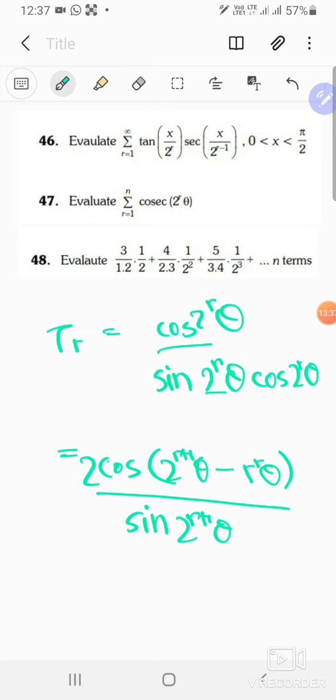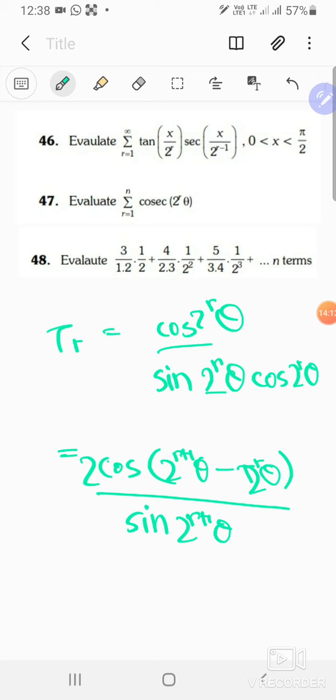But wait, no, that's not nice. Like 2 power r plus 1 theta, no, that won't do it. So why is it not working? It's taking a lot of time. Okay, you want to have 1, but oh, come on, how do we do it? So 2 power r plus 1 theta minus r theta, I mean 2 power r theta. Okay, cool.